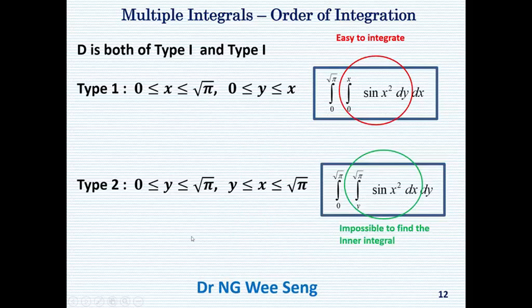So here's a quick summary. The given integral is of type 2. The inner integral, which is in green, is impossible to compute. Now we change it to type 1. And the inner integral, which is the integration of sine x squared with respect to y, is very easy to integrate. I'll elaborate on this later.